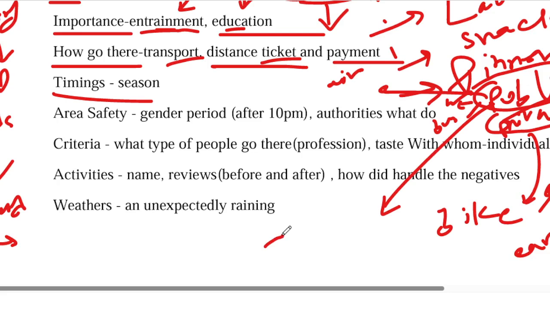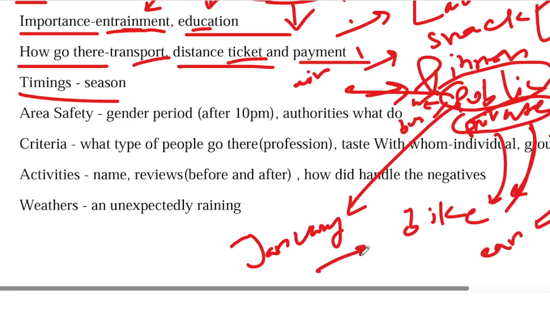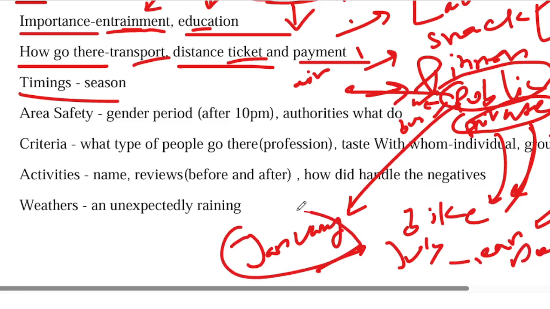First you went there in January. Then why didn't you go there at another time? Why didn't you go there in July or December or October? Maybe that's the only time you got a vacation, or this is the best time to visit there. Describe that. Why did you visit in that specific period? Timings. Then you can talk about the safety issues.